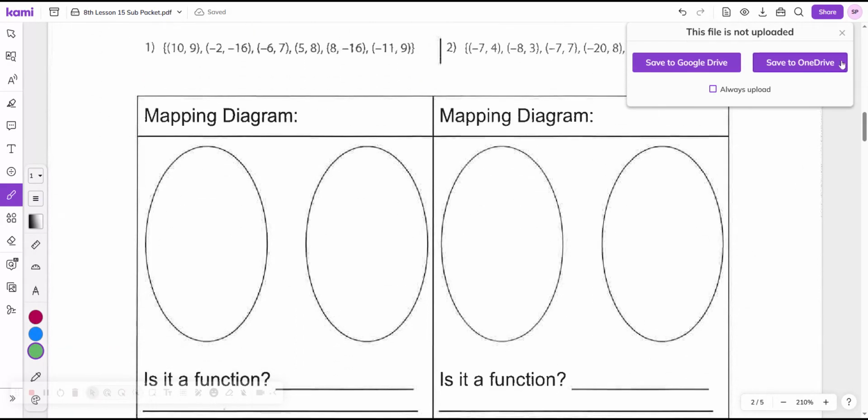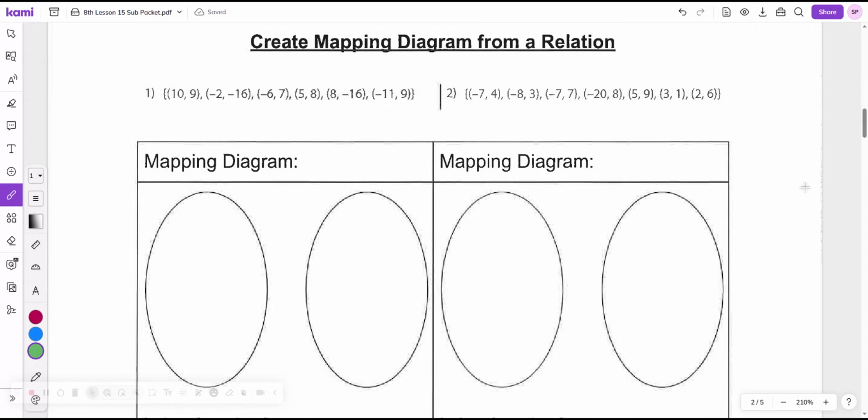All right, this is the same thing, except you're going to put them in circles, which is a mapping diagram. So you're going to put the domain over here, and you're going to put the range in this one. And again, it is supposed to be from least to greatest. So let's do the domain first. The lowest one I see is -11, and then -6, so -11 and -6.